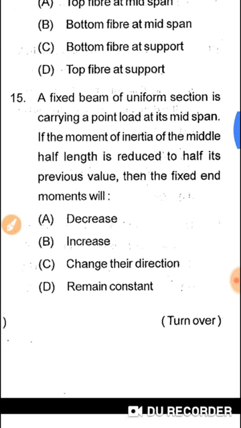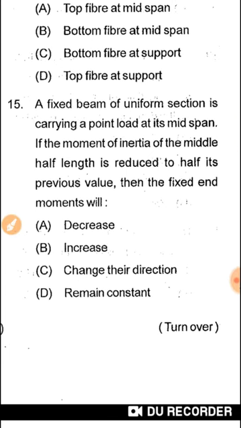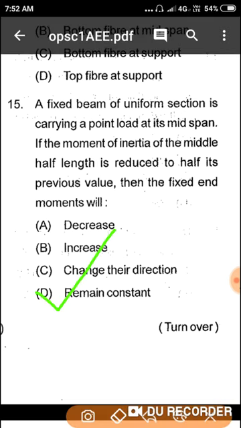Question number 15. A fixed beam of uniform section is carrying a point load at the midspan. If the moment of inertia of the middle half length is reduced to half its previous value, then the fixed end moment will decrease, increase, or the direction remains constant. Option D will be the correct answer.